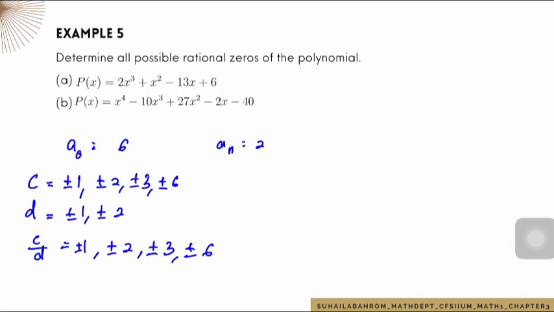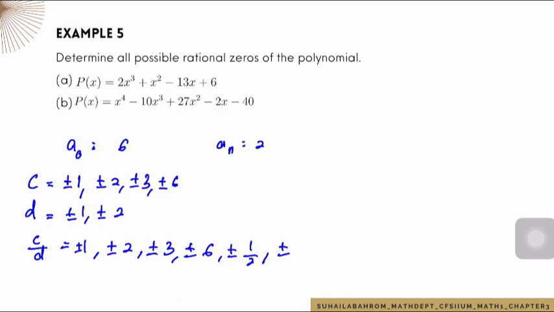So how can I get those values? 1 divided by 1, 2 divided by 1, 3 divided by 1, and 6 divided by 1. And then the next one, 1 divided by 2, 2 divided by 2, 3 divided by 2, and 6 divided by 2. If a number is repeated, you don't have to write it down again. So the next one we have here is plus minus 1 over 2. And then 2 divided by 2 gives 1, so we already have 1 here.